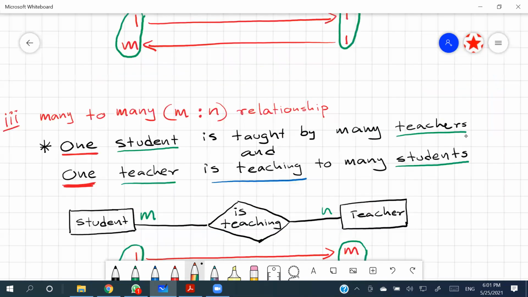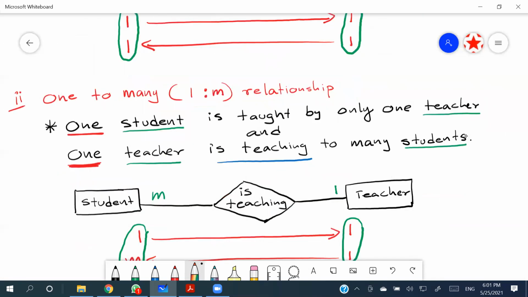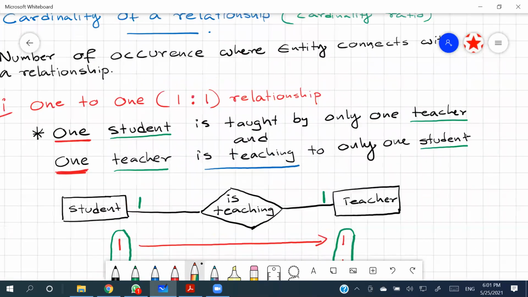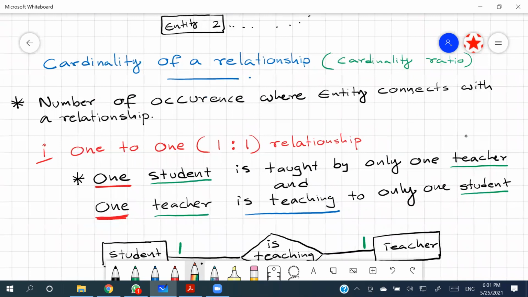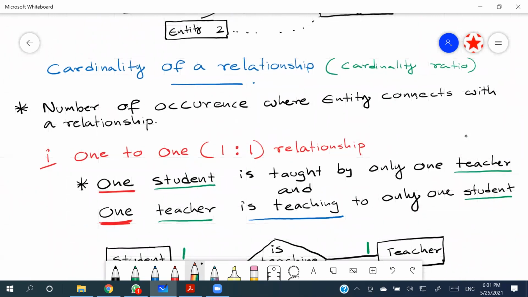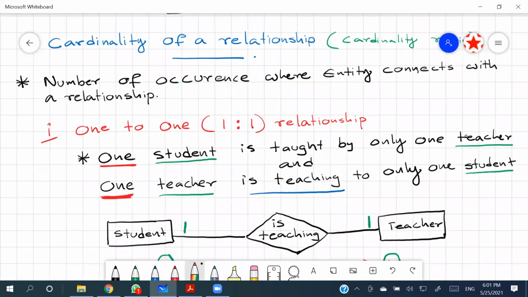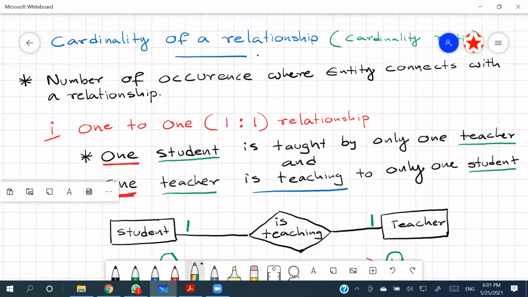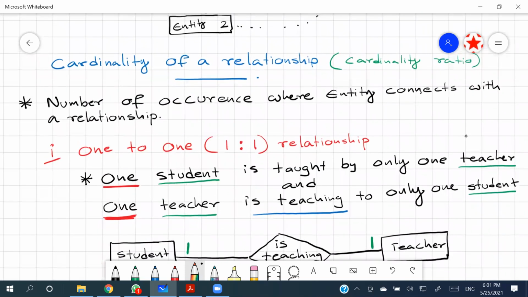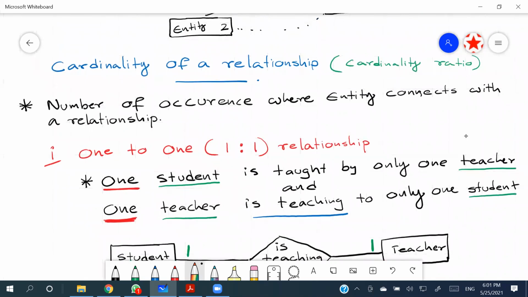Right? Okay, so let's copy this down. Right? So cardinality of relationship, cardinality ratio. So here it is. Okay, start copying people.